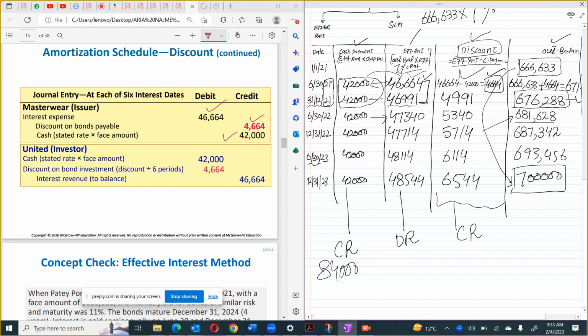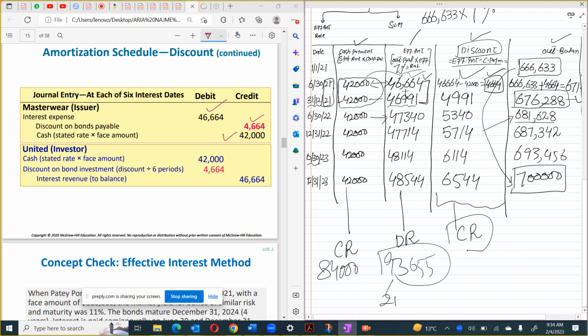Same I will do for interest expense. I will add both of these, and this will be equal to the interest expense for the year. 4,6664 plus 4,6991 will be equal to 93,655. This is the interest expense for the complete year 2021.